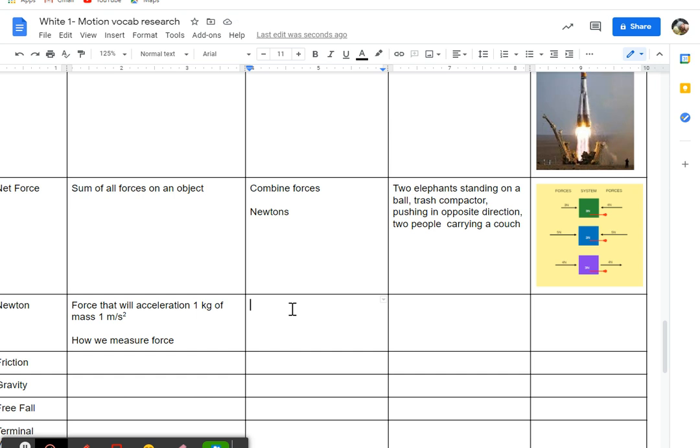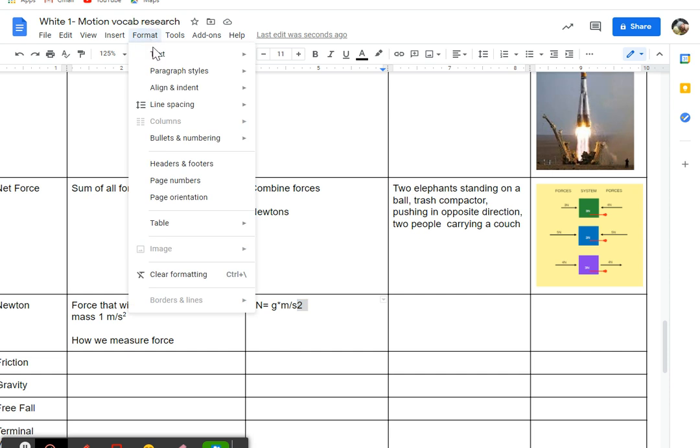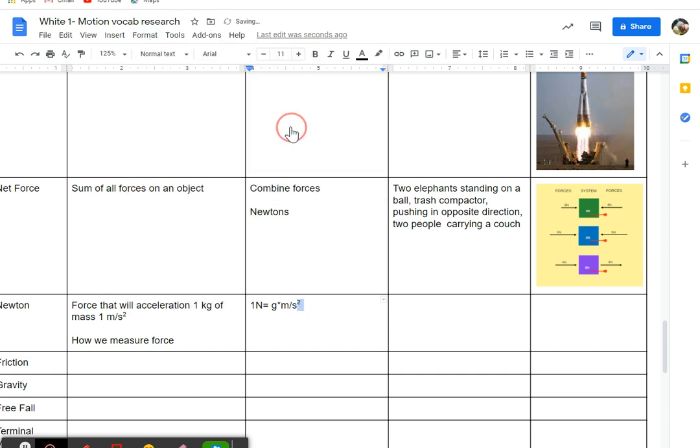All right, so I'm taking what Brian just told us as far as the definition, and I'm writing that in a formula. So 1 Newton is equal to 1 kilogram times g, where g is gravity, in meters per second squared. And of course we measure newtons in newtons, so I'm not going to add that because it's kind of repetitive.